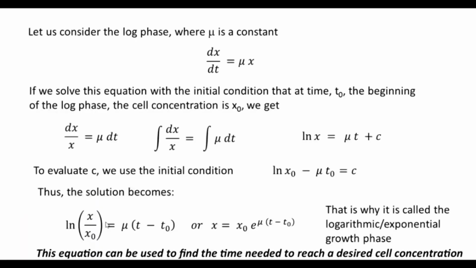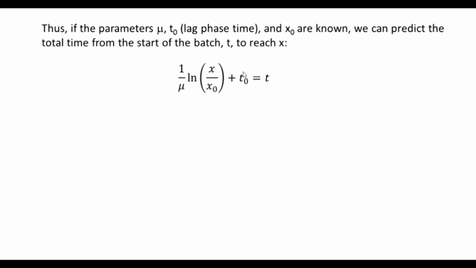1 by mu ln of x by x naught, if t naught can be taken as 0, plus our t naught, which is the time that the batch spends in the lag phase. So the lag time is here, and this is the time for logarithmic growth starting from x0 to reach x. This would be the total time of the batch if we are interested in reaching a certain cell concentration x, beginning with a cell concentration of about x0. I am assuming that there is no change in cell concentration in the lag phase.